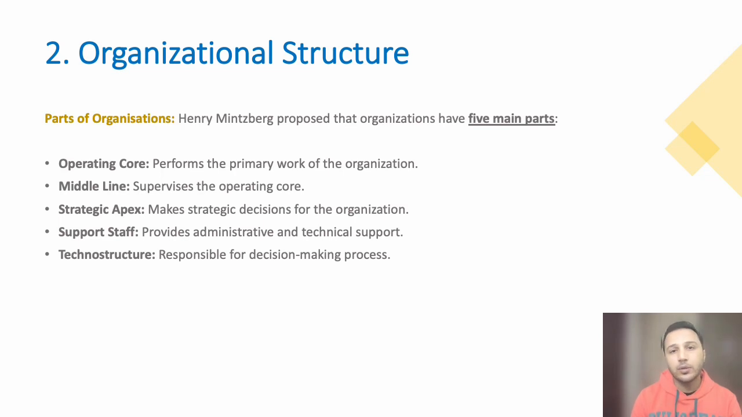Then the middle line are the ones who are responsible for managing the operating core. They are the supervisors, the leads, the managers, who ensure that the entire work is synchronized between different operating core individuals, and we achieve our targets within timelines and within cost. And then we have the strategic apex. Their job is to make the strategic decisions. They are generally the CEO or the VPs, or the functional heads of the organization, who are more responsible for how to drive the organization forward.